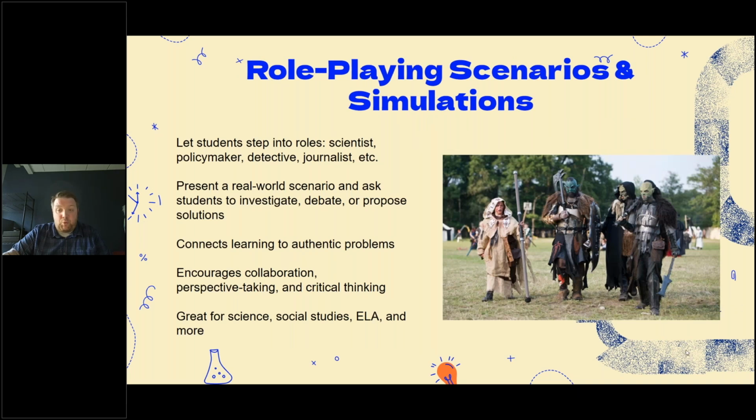Role playing. Role-playing scenarios and simulations are awesome because they really let students step into the roles that you want them to learn about. Whether it be scientist, policymaker, detective, whatever it might be, you present a real-world scenario, and then the students investigate it, they debate it, or maybe they propose solutions just like they were a member of the community. So it connects that learning to authentic problems, and it does encourage collaboration.